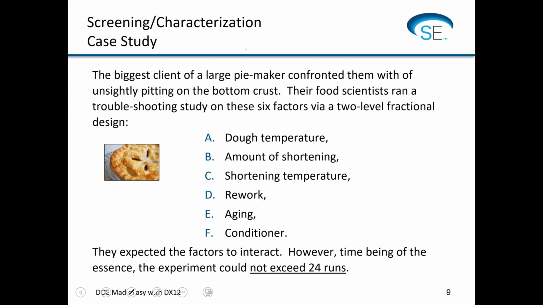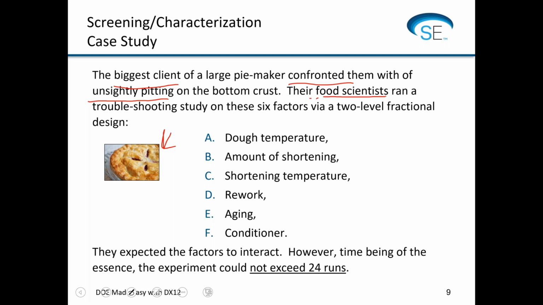This dates from my own experience with a company in Chicago called Sara Lee. And while I was teaching a bunch of food scientists how to do 2-level design, coincidentally, they were approached by their biggest client, and they were confronted with a quality problem, which was unsightly pitting on the bottom of the crust. This was something they hadn't ever thought about before, but a competitor of Sara Lee was complaining, and they potentially were going to lose this large client. So literally during the class, I worked with the food scientists.